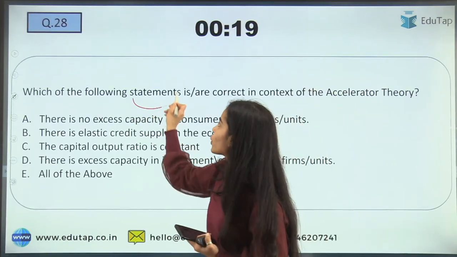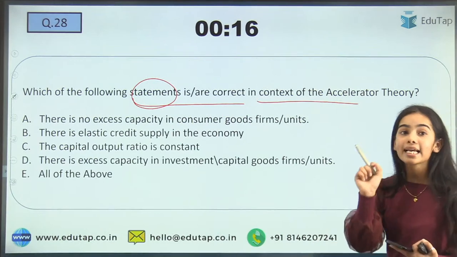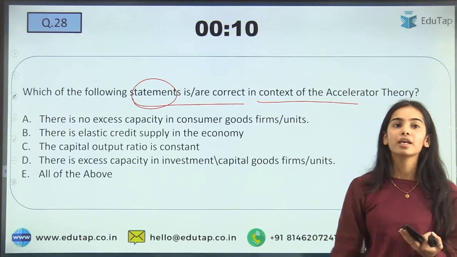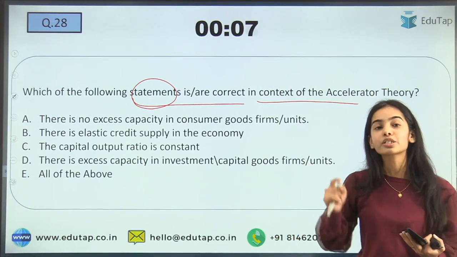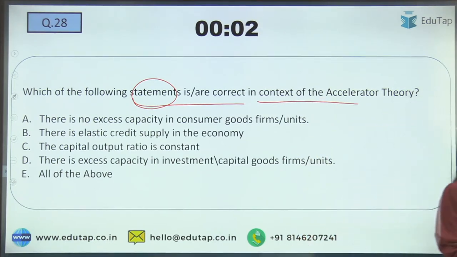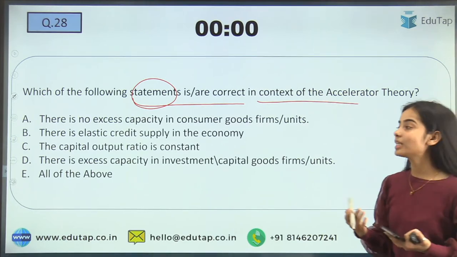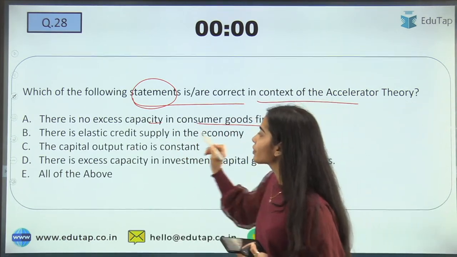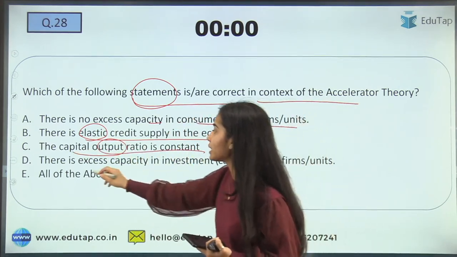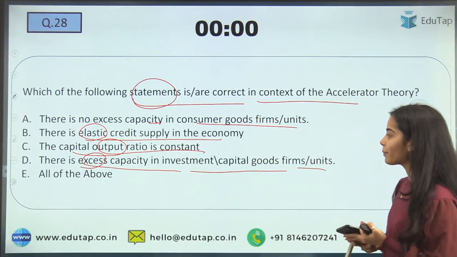And next question is, which of the following statements is or are correct in context of the accelerator theory? So try to give the right answer. If you know the assumptions of the accelerator theory, it is very easy to answer. If you do not know the assumptions, try to put in a little logic and you will be able to give the right answer. There is no excess capacity in the consumer goods firms. There is elastic credit supply in the economy. The capital output ratio is constant. There is excess capacity in investment or capital goods firms or units.